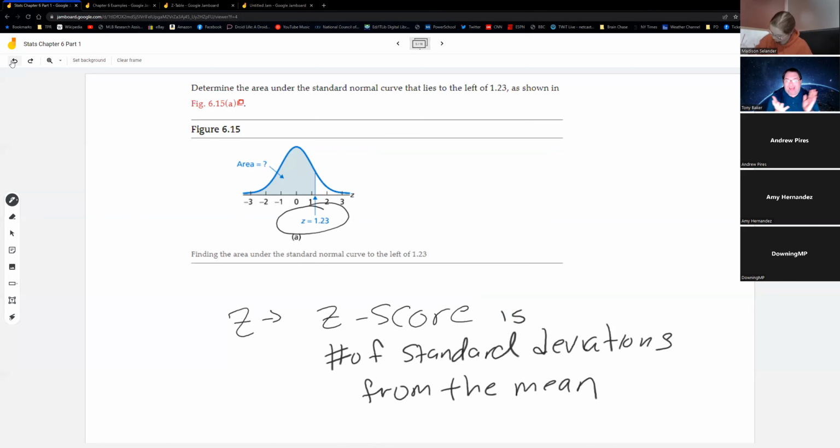So in this problem, we're going to assume the mean is 0, and it's a standard normal curve. When we start looking at some other problems, we'll have to calculate what the Z score is, and I'll show you the formula for that. But right now, we're looking at the standard normal curve. So in this case, my Z score is 1.23. That means it's 1.23 standard deviations above the mean.